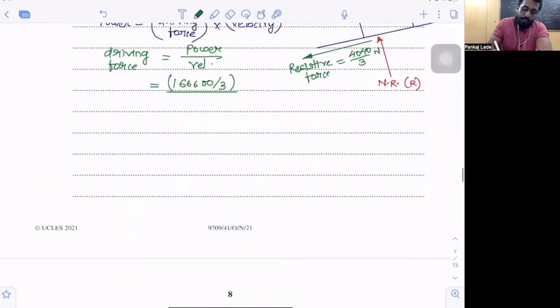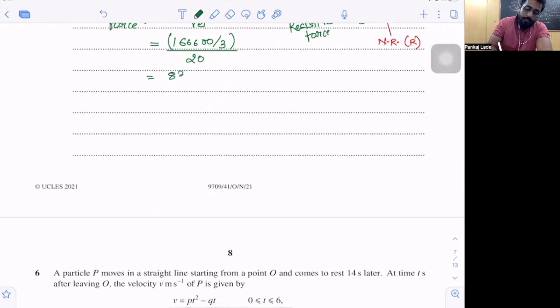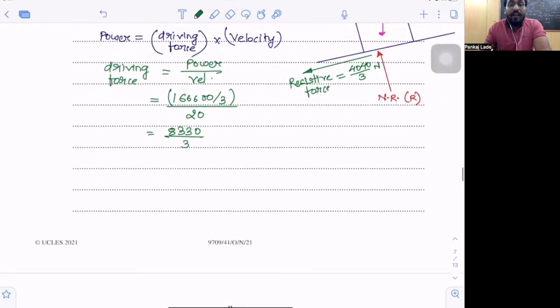I have to go back and check. That's 20 meter per second. So the driving force would come out to be, whatever answer I've got, I'm going to divide it by 20. So it's 8330 divided by 3. So this is 8330 divided by 3. That's the driving force, students.